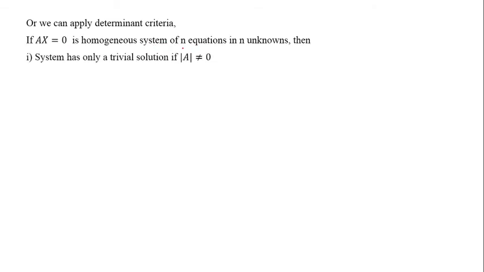So let us see. If AX = 0 is a homogeneous system of n equations and n unknowns, that is important. The determinant criteria is applicable for a homogeneous system having the number of equations equal to the number of unknowns. Then the system has only the trivial solution, trivial means zero solution, if determinant A is not equal to 0. And if determinant A is equal to 0, then the system has a non-trivial, means non-zero solution, means infinitely many solutions. So remember this. What is this A? A is the coefficient matrix. So if the determinant of the coefficient matrix is not equal to 0, then the system has only the zero solution, and if it is equal to 0, the system has a non-zero solution.